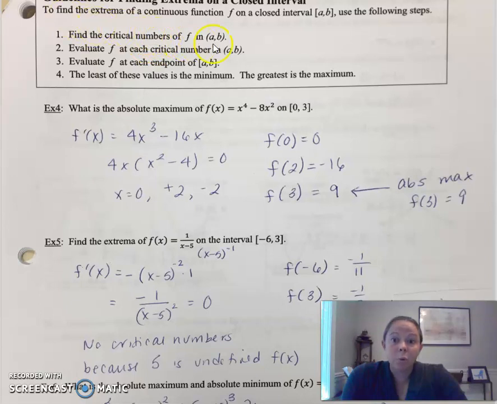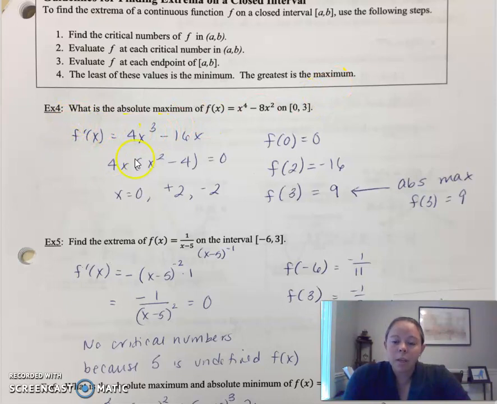So that's that really important step of setting your derivative equal to 0. Evaluate f at each critical number in A and B. We call this the candidates test. So that's what's here. Evaluate f at each endpoint. And that 2 and 3 are kind of the same step. And then the least of the values is the min, the greatest is the max.